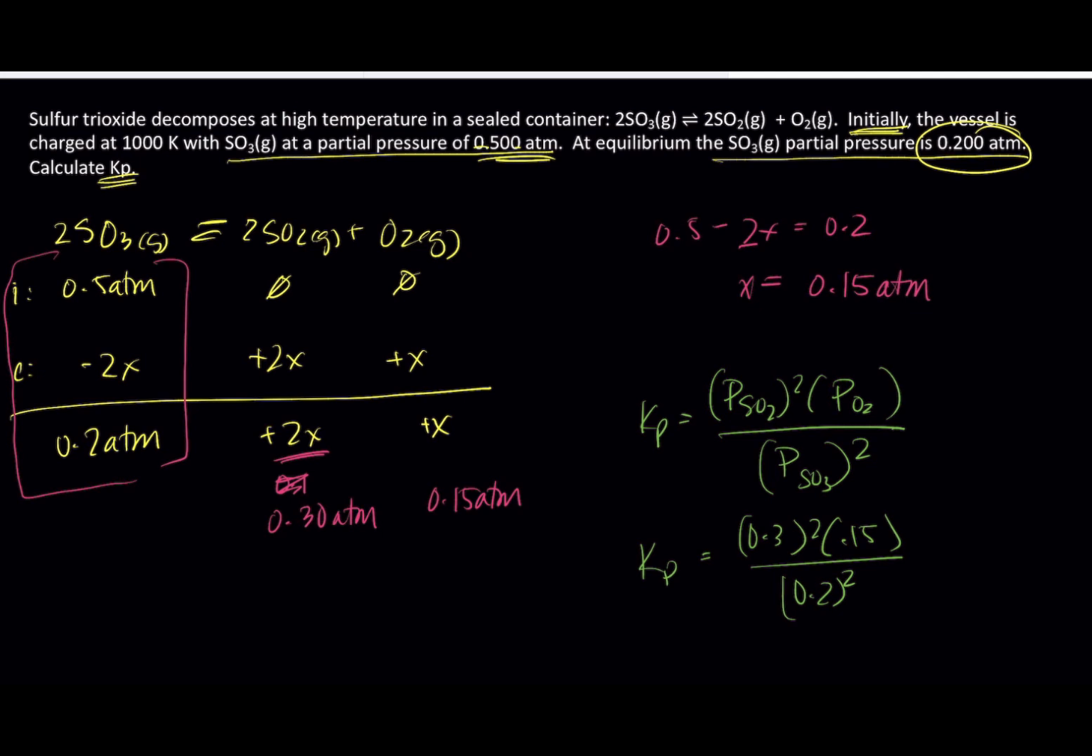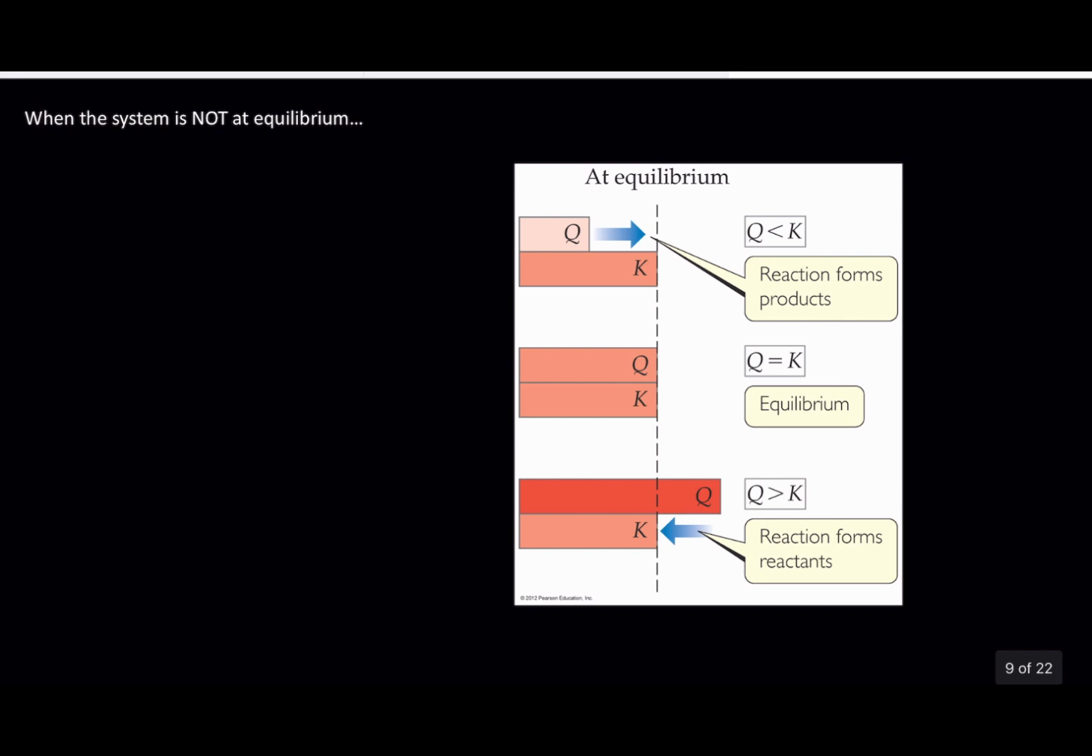All right. So, what happens if the system is not at equilibrium? And this is where Q comes in, where Q is our reaction quotient.